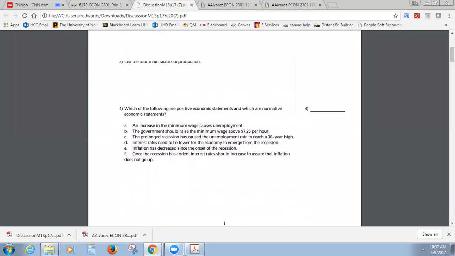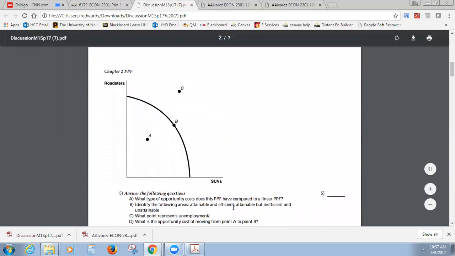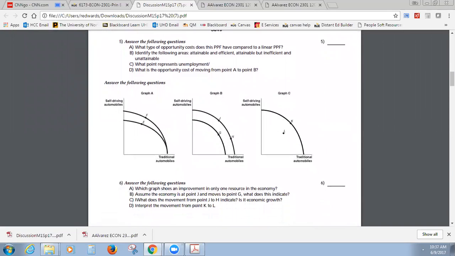I'm not going to comment on 4. All right, for the PPF, this is obviously increasing opportunity cost. Make sure you understand the points. I think that's kind of self-explanatory.